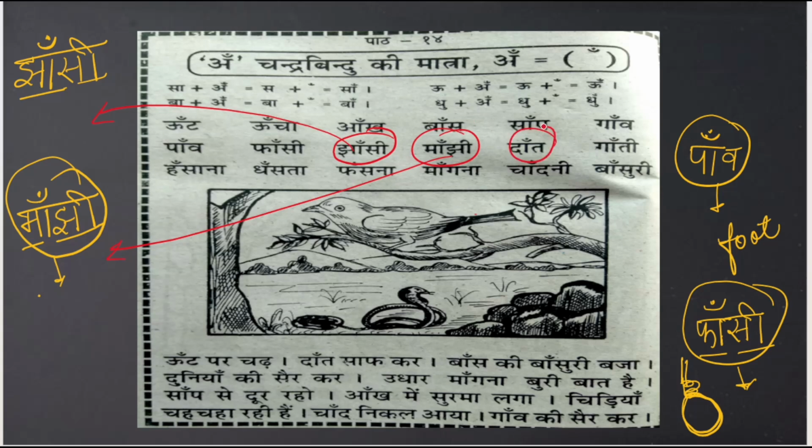And this is letter da. This is the matra of a, and this is again Chandrabindu. It became daan, and this is ta. Now it became daant, which means teeth.